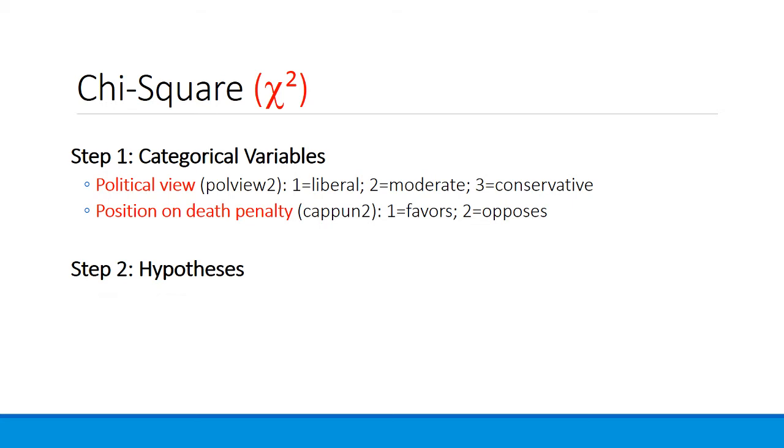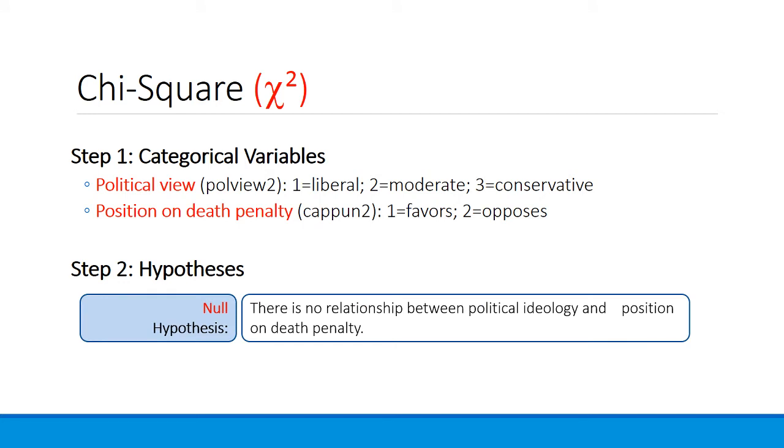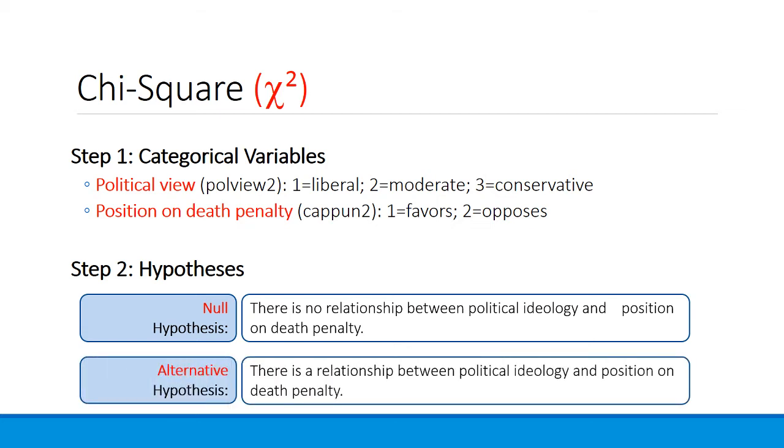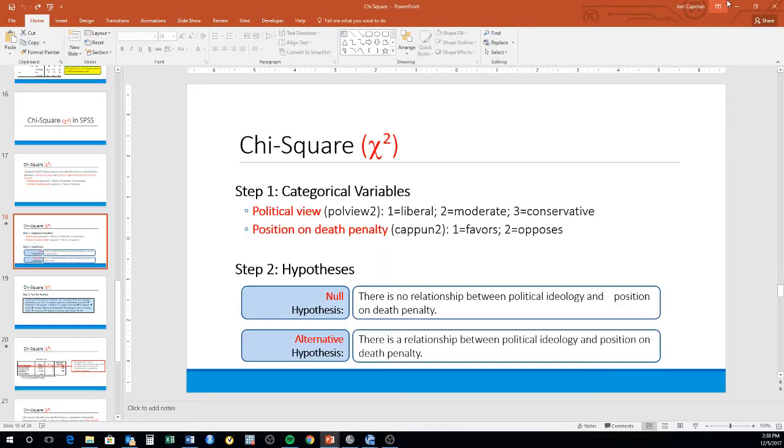Once you have that figured out, you should state the null hypothesis and the alternative hypothesis. The null hypothesis is always going to say that there's no relationship between political ideology and position on the death penalty. The alternative hypothesis is going to say that there is a relationship between political ideology and position on the death penalty.